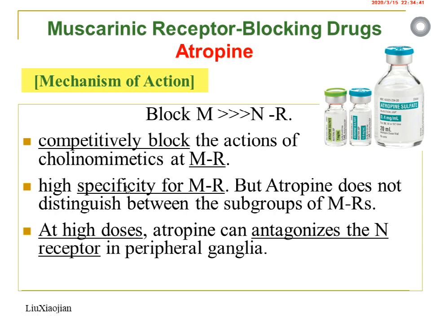It is a competitive antagonist for the M receptor because it can competitively block the actions of cholinomimetics at the M receptor. It has very high specificity for the M receptor, but atropine doesn't distinguish between the subgroups of M receptors. So for the subtypes M1, M2, M3, atropine can block all of them. When atropine is used in a very high dose, it can also antagonize the N receptor in peripheral ganglia. But in clinical practice to treat disease, we never use atropine at such a high dose.